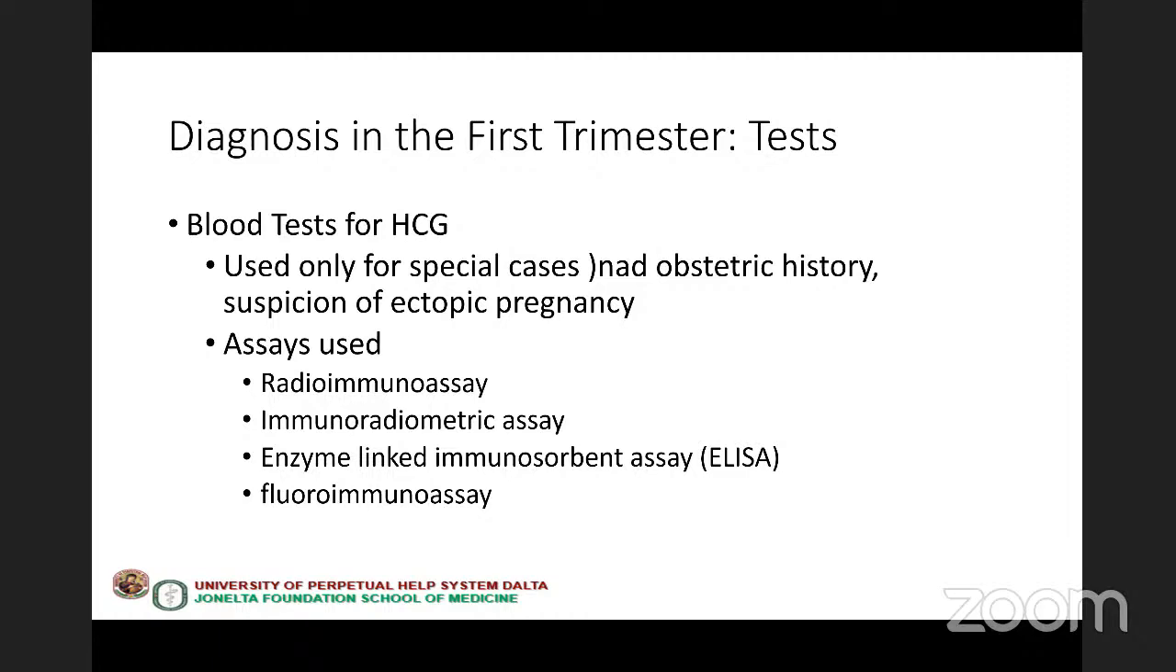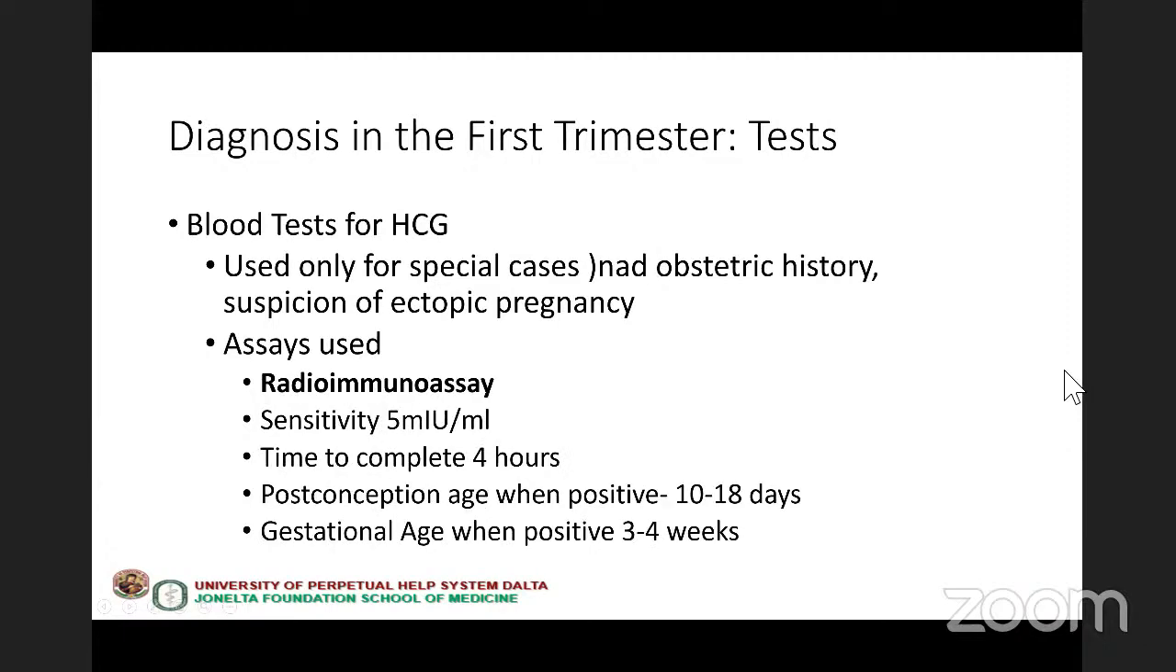The assays that we use would be the following: radioimmunoassay, immunoradiometric assay, your ELISA, and your fluoroimmunoassay. Okay, what are the differences? So for your radioimmunoassay, your sensitivity is quite lower than the rest, 5 milli international units per ml. Takes 4 hours to complete. Post-conception age when positive, 10 to 18 days. Gestational age when positive, 3 to 4 weeks.